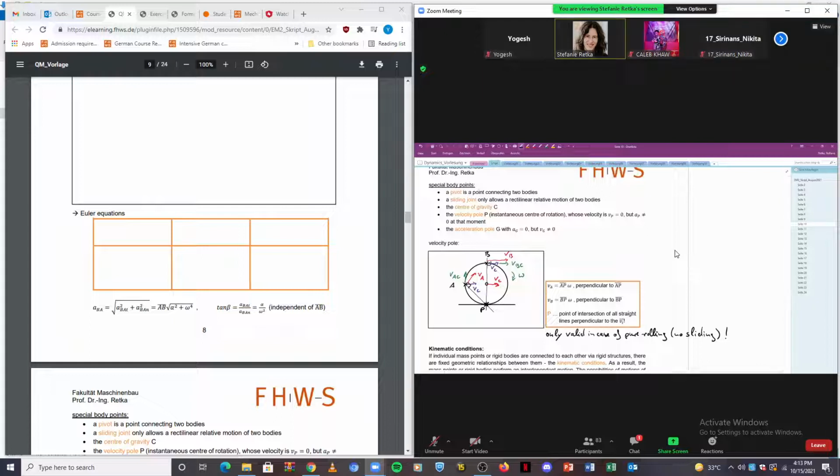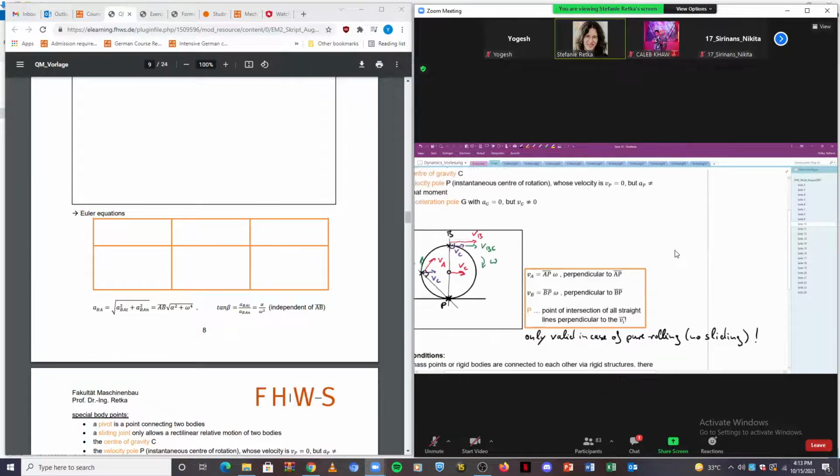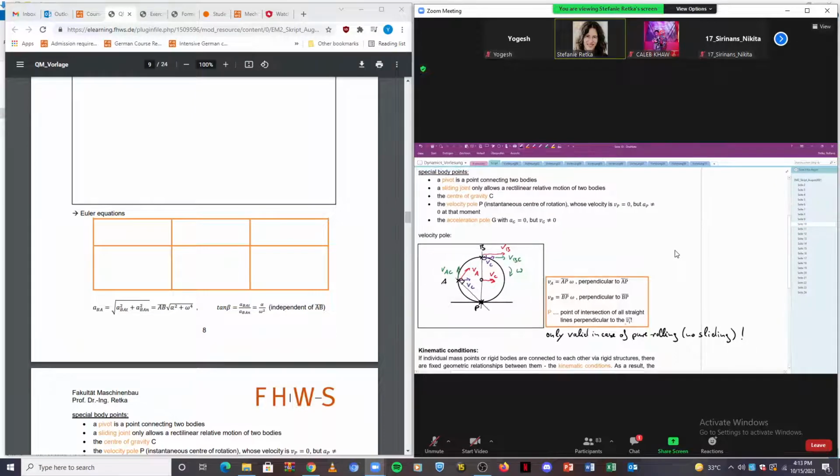Yeah, there's a question. What is VI? That's a good question. It is the point of intersection of all straight lines perpendicular to the velocity vectors, A, B, etc. It refers to all the velocity vectors. So perpendicular to VA, perpendicular to VB, and if we would add more velocities, then to these, D, E, F, whatever.